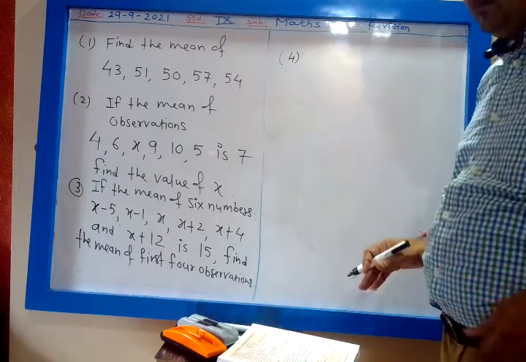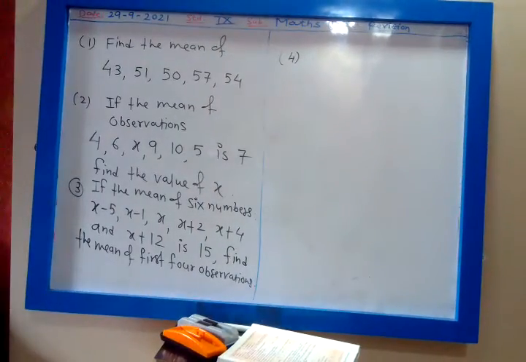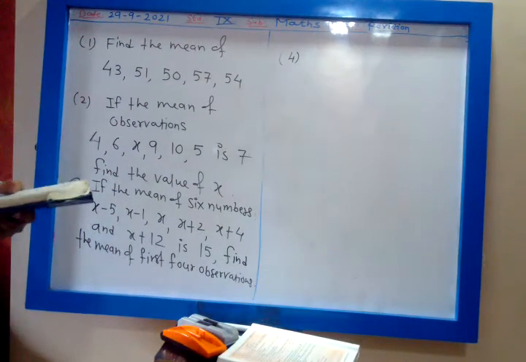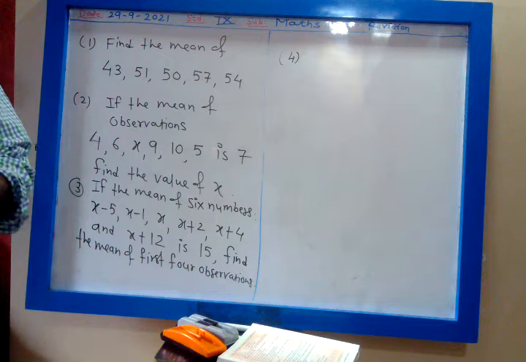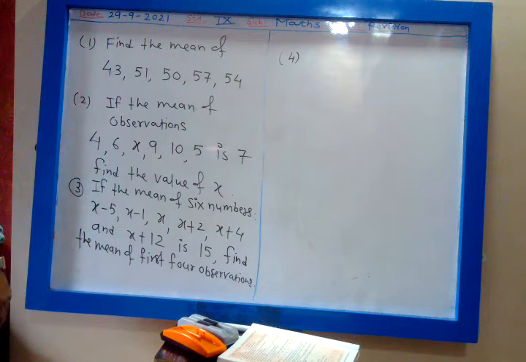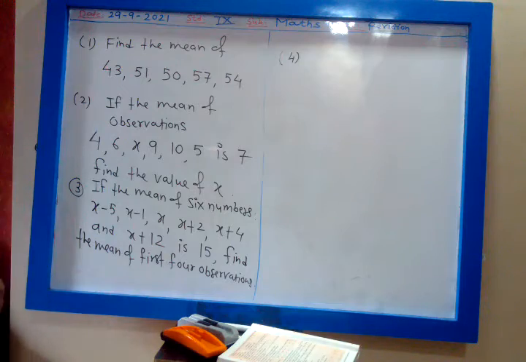What are the first 4 observations? You tell me. Then it will be 12. Okay. Then it will be 12.